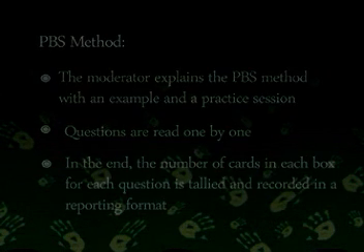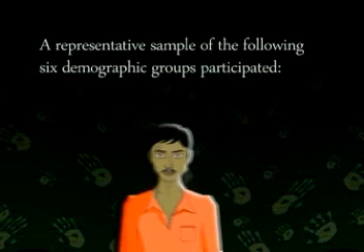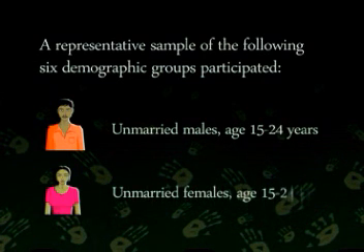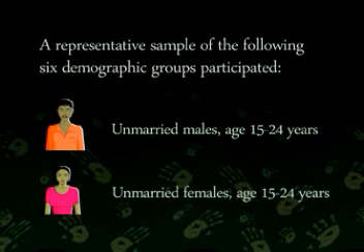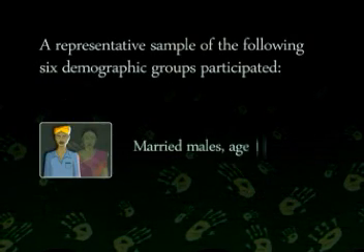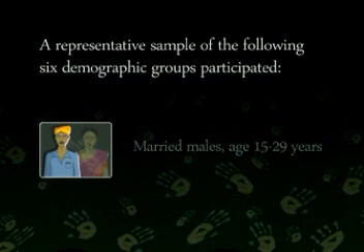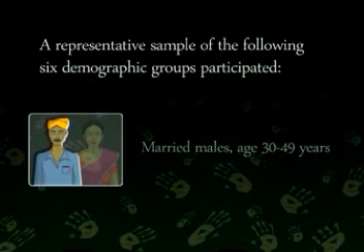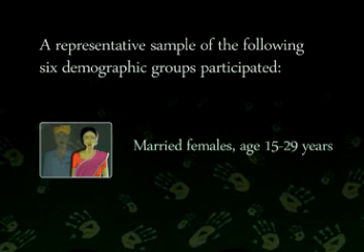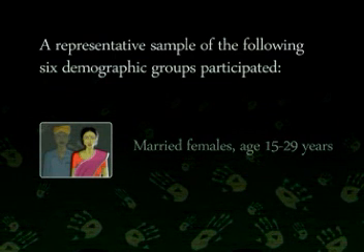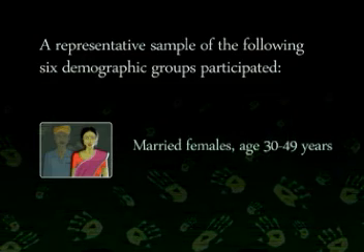A representative sample of the following 6 demographic groups participate: unmarried males age 15 to 24 years, unmarried females age 15 to 24 years, married males age 15 to 29 years, married males age 30 to 49 years, married females age 15 to 29 years, married females age 30 to 49 years.